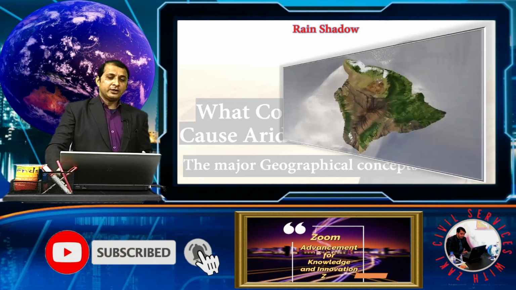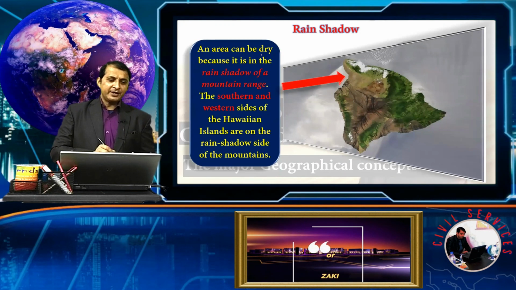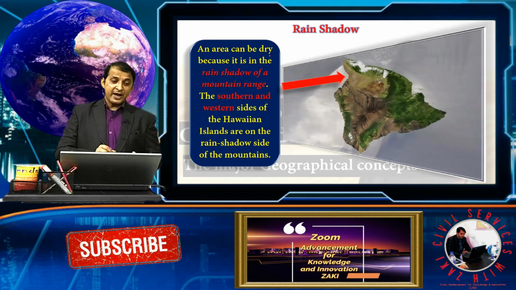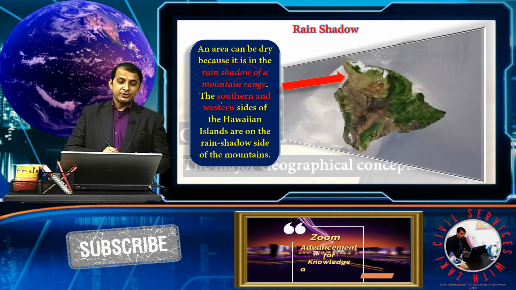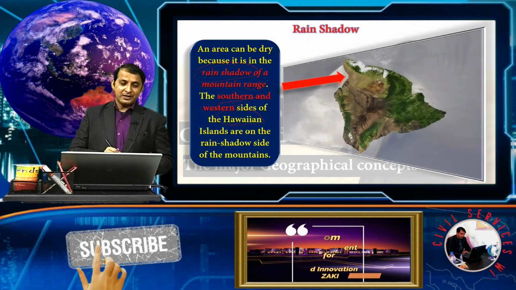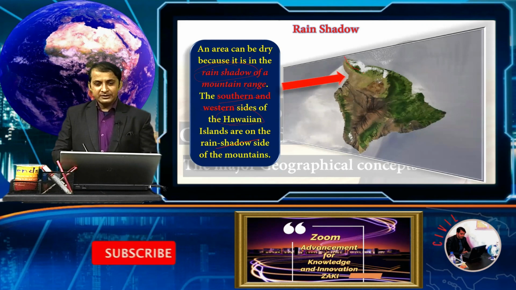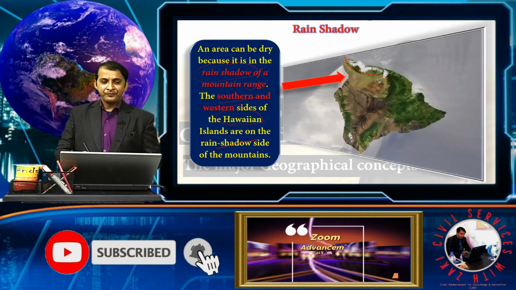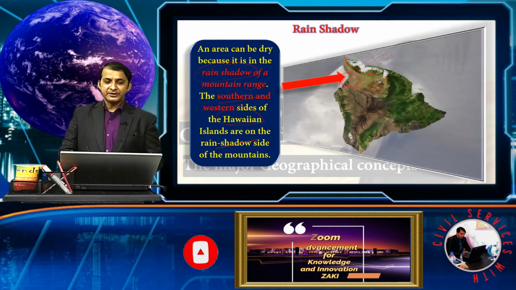So another is the rain shadow desert. As you see here, an area can be dry because of the rain shadow of a mountain range. So the southern and western sides of the island of Hawaii are in the rain shadow of the mountains. So see here, these areas are rain shadow areas, because much of the precipitation happens here.